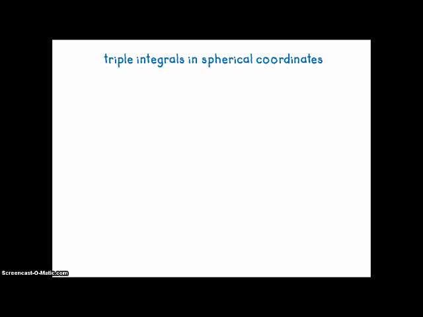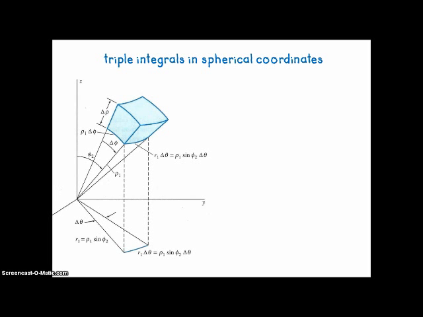Triple integrals in spherical coordinates. Here is a spherical block, and this picture is taken from your book, and they've labeled all the different dimensions. And so if we multiply these three dimensions together, we get the change in volume is equal to rho squared sine phi delta rho delta phi delta theta.